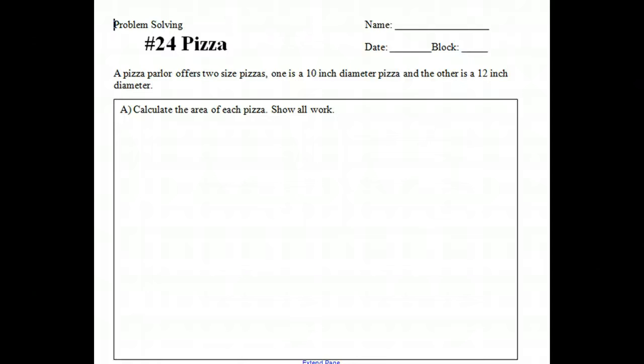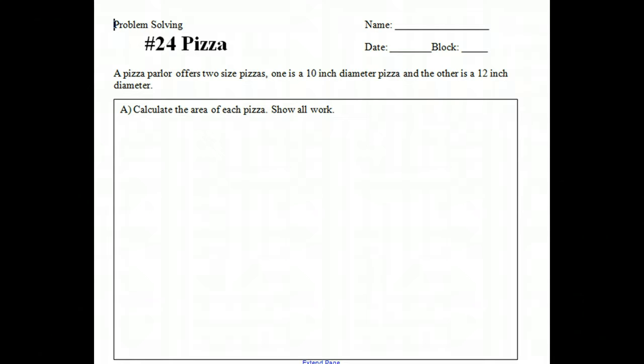Okay, we're going to get started on problem solving number 24. A pizza parlor offers two sizes of pizza. One is a 10-inch diameter pizza and the other is a 12-inch diameter pizza. First thing it asks in part A is to calculate the area of each pizza. It also asks us to show all work.